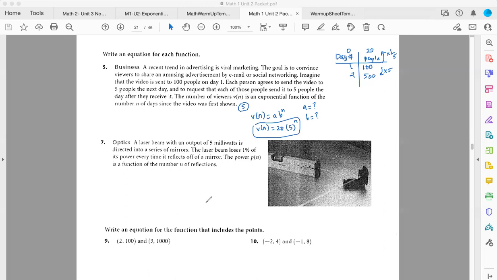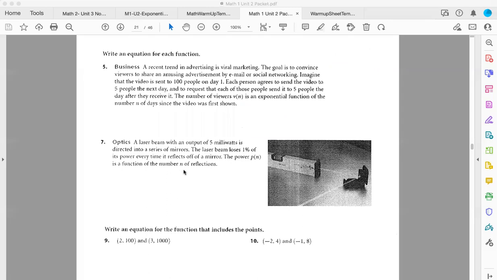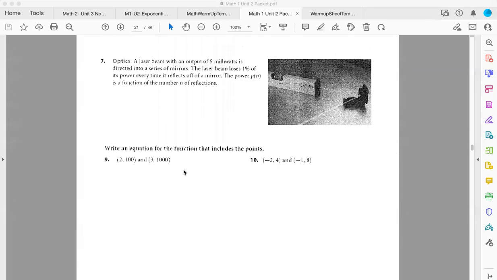Okay, number 9, real quick. Number 9 asks to write an equation for the function that includes the points. Now, if this was not in the context of exponential, you may try to see if it's linear or exponential. But in this case, we're assuming it to be exponential, because I don't want people to automatically think, oh, is it y2 minus y1 over x2 minus x1? Is it linear or is it exponential? In the context of this unit, or at least this lesson, we're dealing with exponential. So it most likely is.